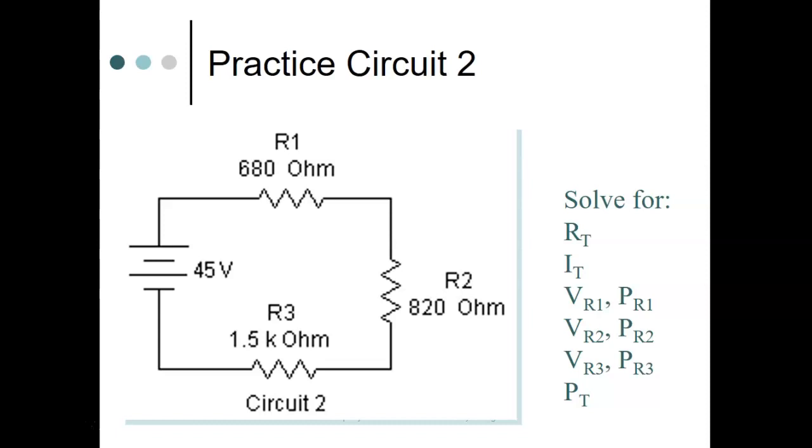And what do I do with that? Put it all the way down. Then I can find my voltage. What is my voltage at R1? 10.2. R2? 12.3. And R3? 22.5.